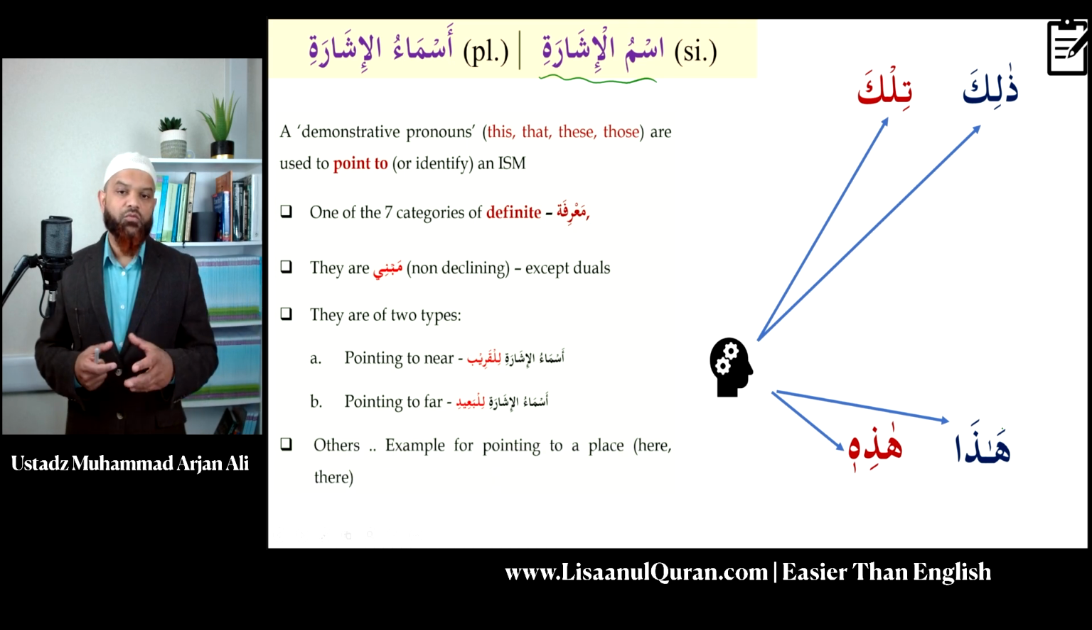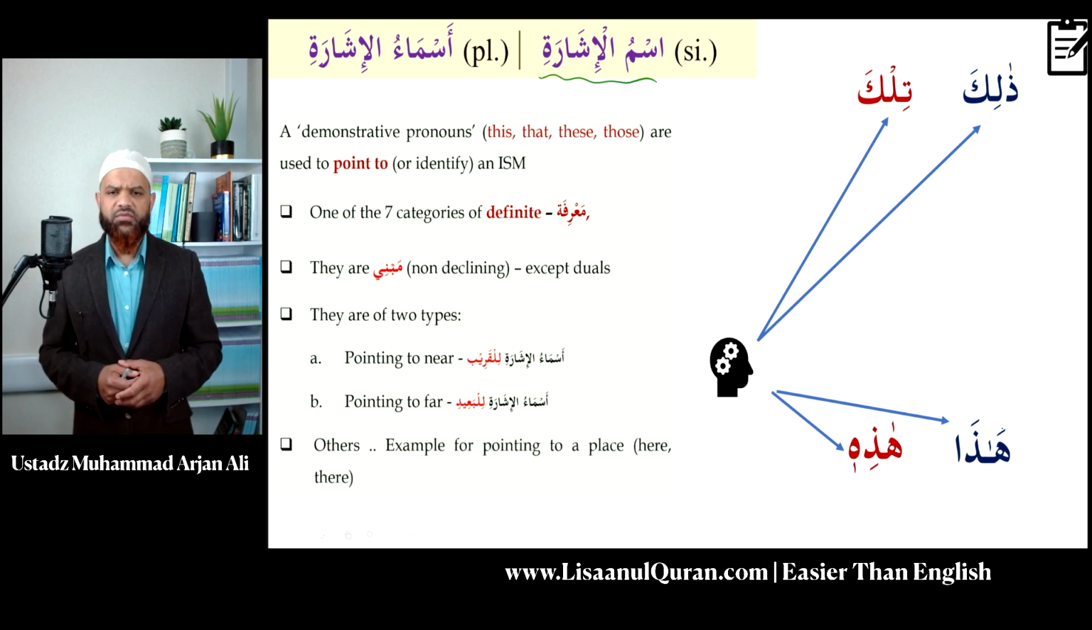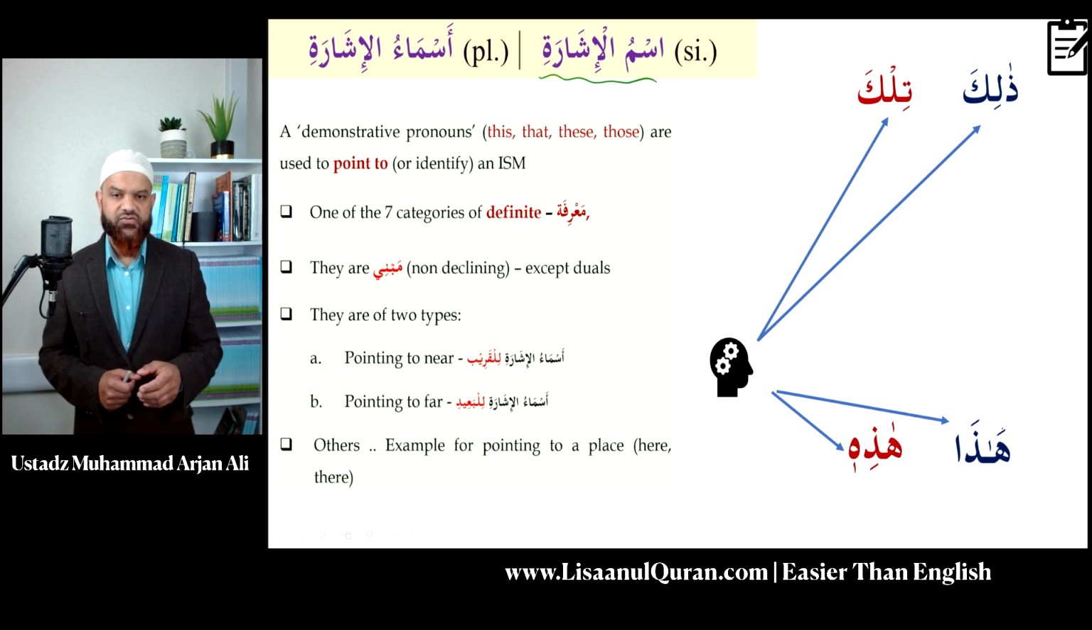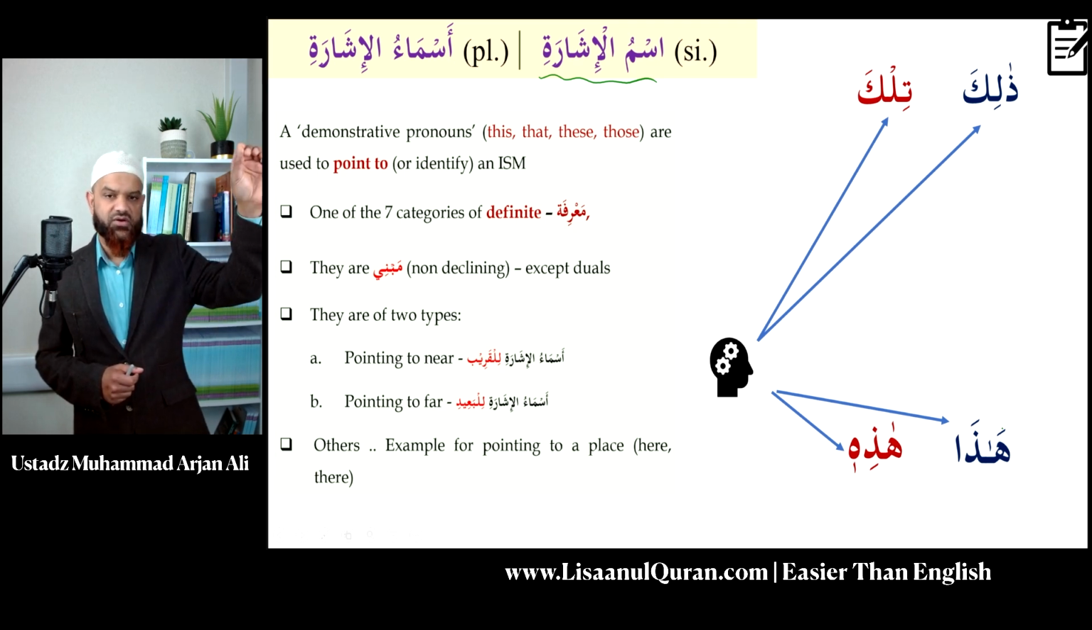There are also a few more words of pointing. For example, when I say here or there, they're also used for pointing. It's usually to a particular place. The other set I mentioned, of course, are specifically pointing towards something or someone.